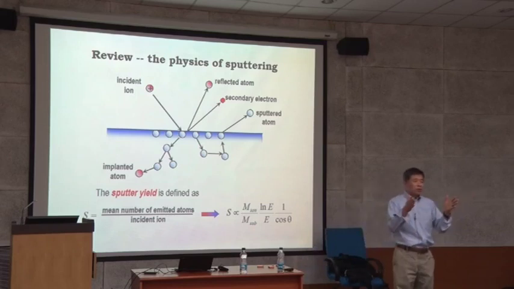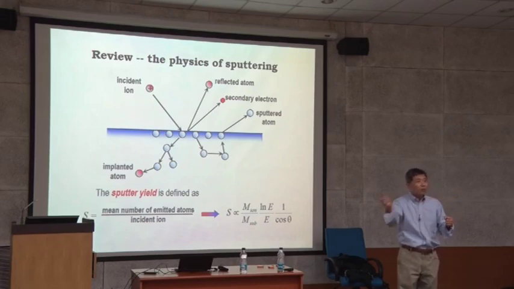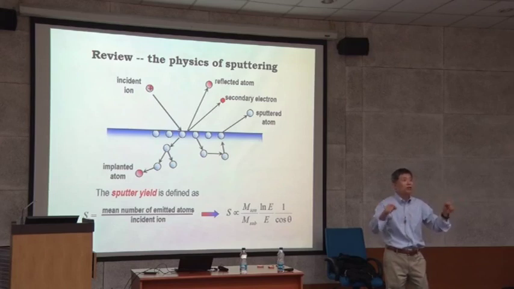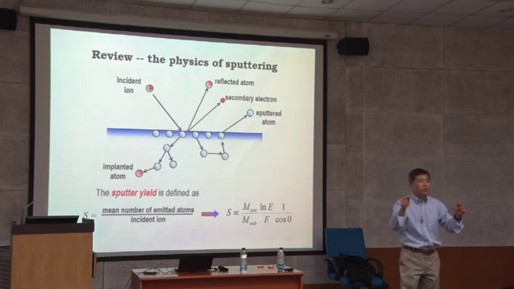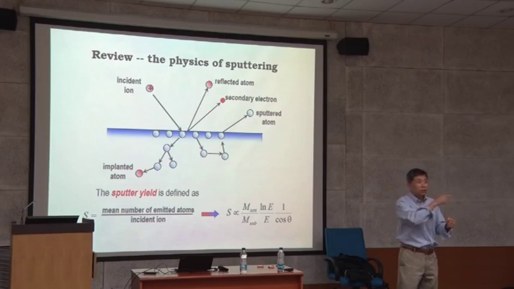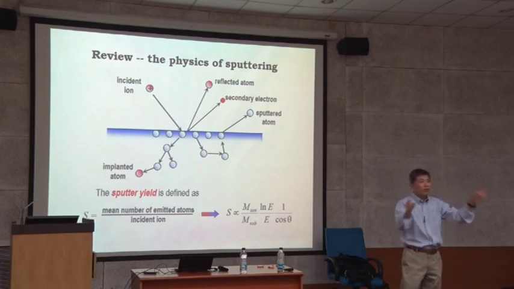is that in RF sputtering the mobility of ions and the mobility of electrons are not the same. Think about it this way: at low frequency, like 60 hertz or 100 hertz, your ions move back and forth and electrons move back and forth. But the electron is lighter and very fast, and the ions are slow. So the electron goes here, the ion goes there, going back and forth.